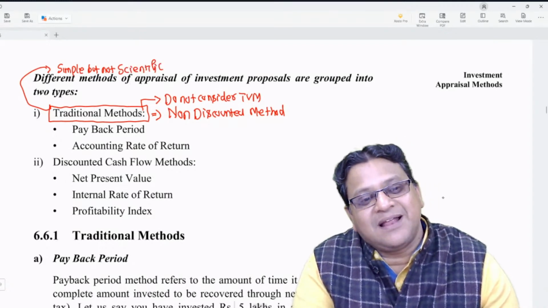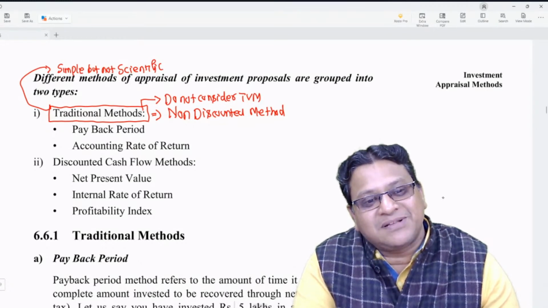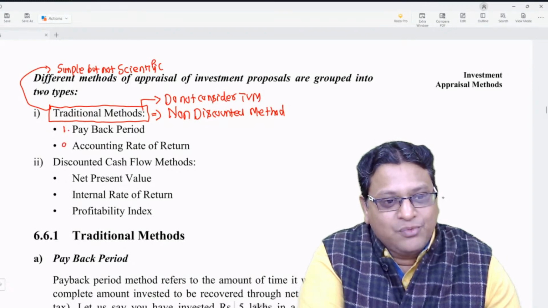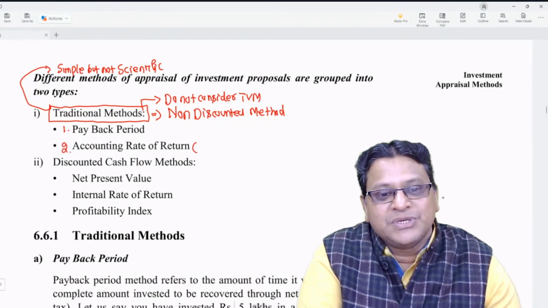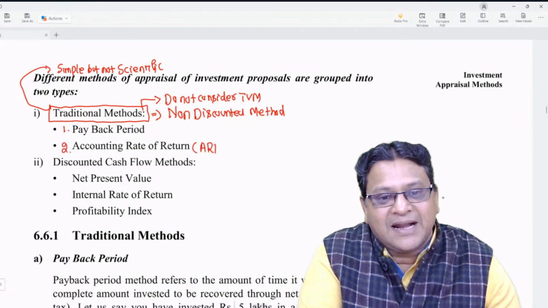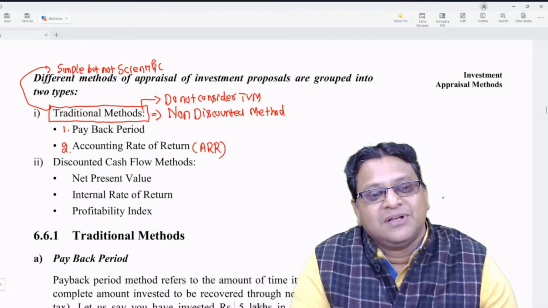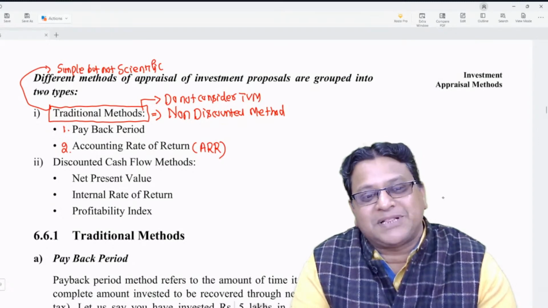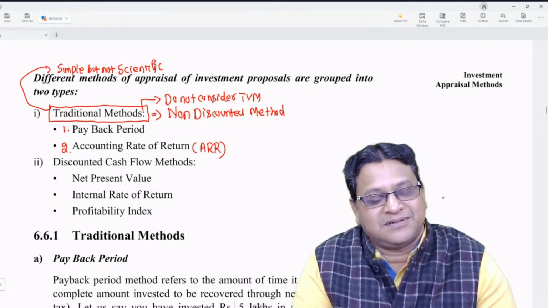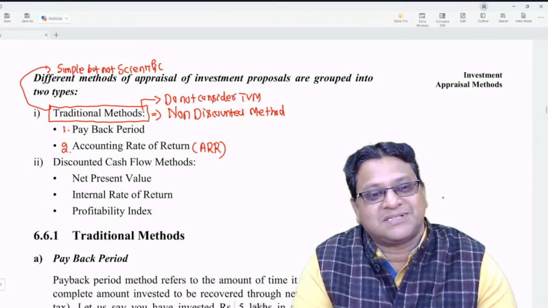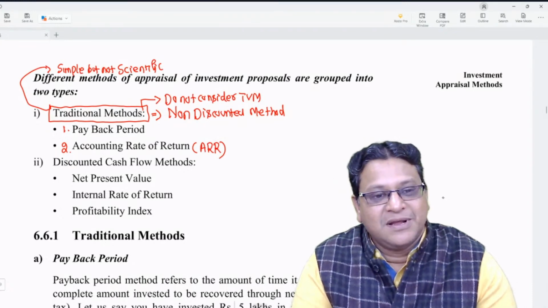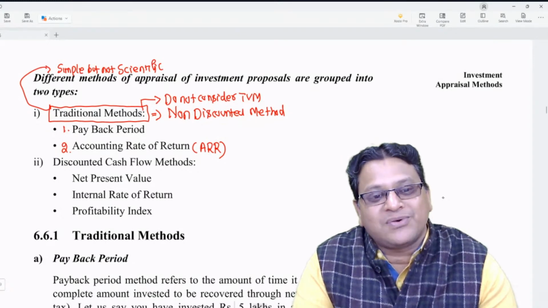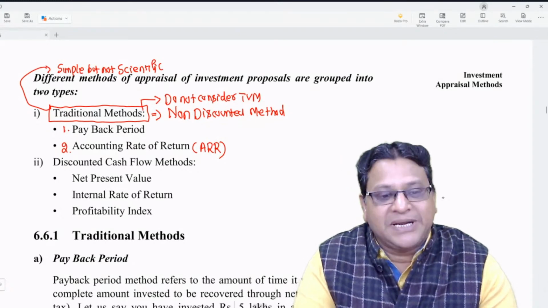So what are the traditional methods? The traditional methods are payback period method and accounting rate of return method, which is known as ARR method. So there are two methods, payback period method and ARR method. These are traditional methods. These are simple and popular methods. But these methods are not scientific because they do not consider time value of money.